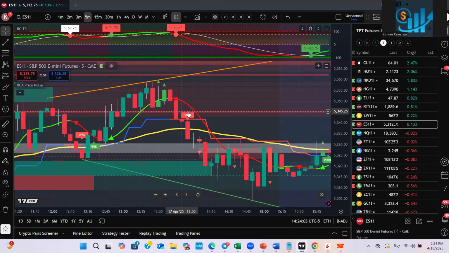So here you got a price pulse strong sell. This is red. This is red. You are close to the T5 line. You are close to the price pulse line. There was a huge drop.